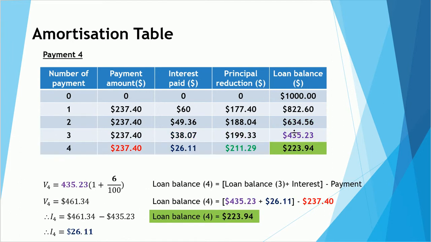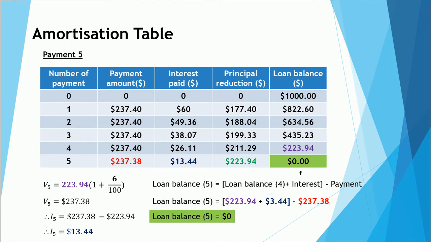$435.23. Following the same pattern, we take our loan balance at the end of the third payment, of $435.26. We incorporate our growth factor of 1.06, which is using our 6% per annum interest, and that gives us a new value of $461.34, or an interest now on this fourth payment of $26.11. So we have $237.40 being paid. Of that, $26.11 is used up paying the interest, which means we're reducing our principal by $211.29. We put that in our sum again, starting with $435.23 at the end of the third payment, adding on the interest and subtracting our payment, and that means our balance is now down to $222.94.